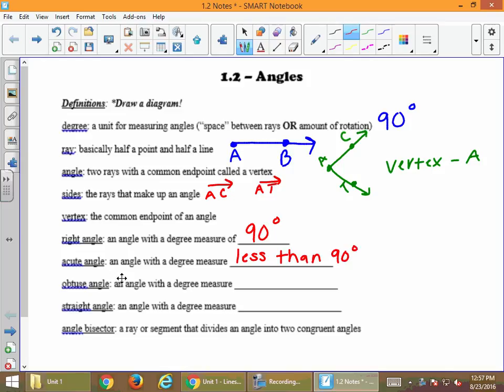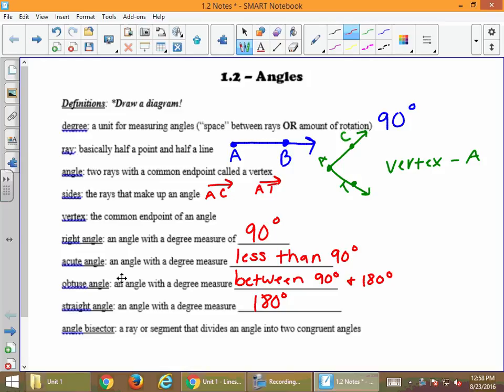What about an obtuse angle? What do we know about those? More than 90 degrees, but also less than 180. Very good. So it's between 90 and 180. What do we know about a straight angle? What's the measure of a straight angle? No one knows what a straight angle is? 180. Yeah, 180.